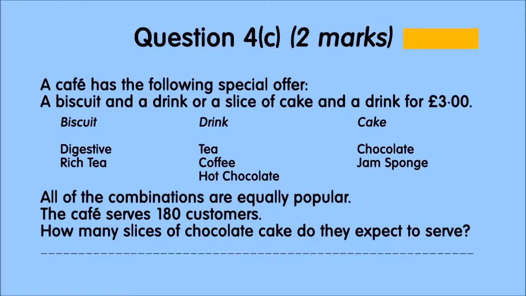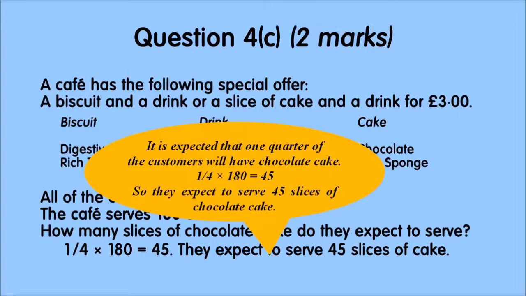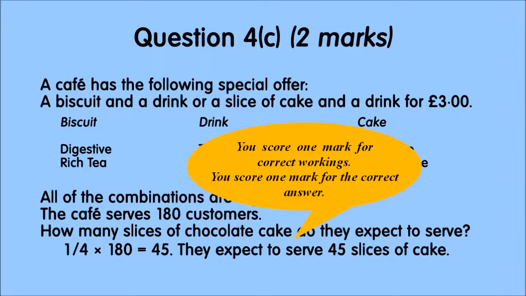A cafe has the following special offer: a biscuit and a drink, or a slice of cake and a drink for £3. All of the combinations are equally popular. The cafe serves 180 customers. How many slices of chocolate cake do they expect to serve? It is expected that 1/4 of the customers will have chocolate cake. A quarter of 180 is 45, so they expect to serve 45 slices of chocolate cake. You score 1 mark for correct workings. You score 1 mark for the correct answer.